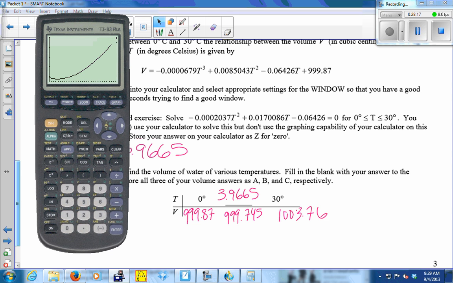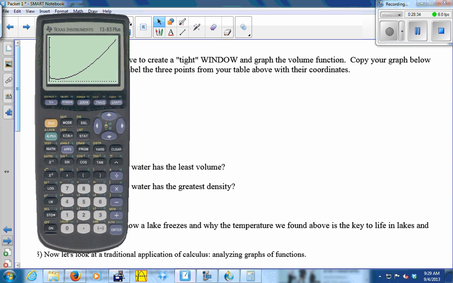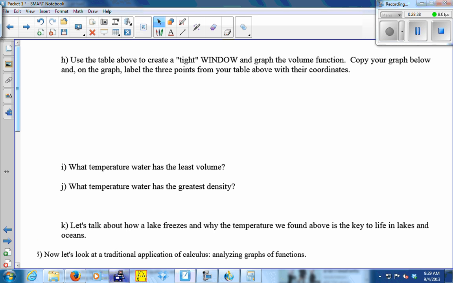And now you can really clearly see it's a dip, right? We hit a minimum value here. This is a low point on the graph. The smallest volume of the water occurs at some temperature right here. Okay, and then I want to copy my graph, and I want to label the 3 points from my table with their coordinates.